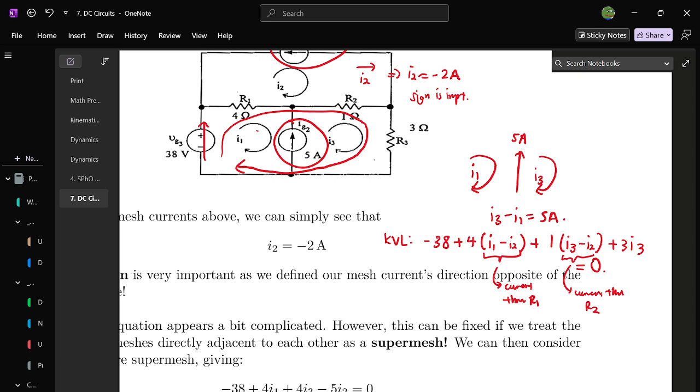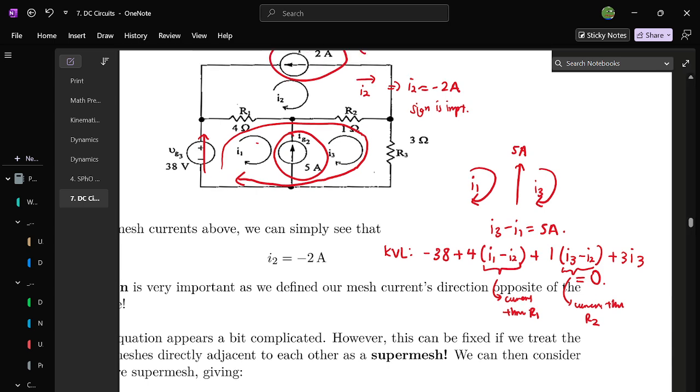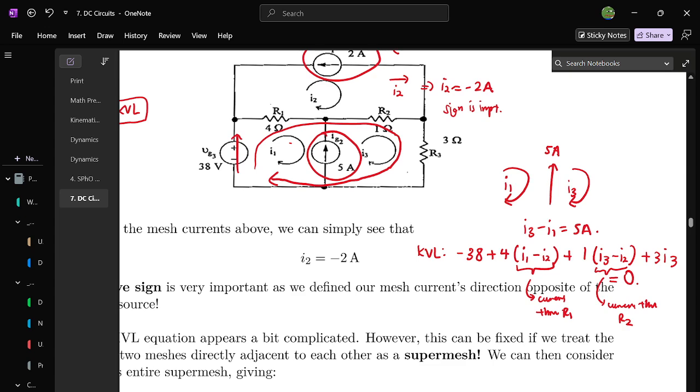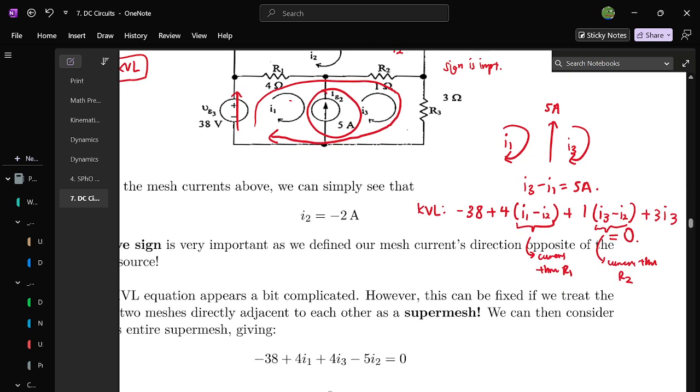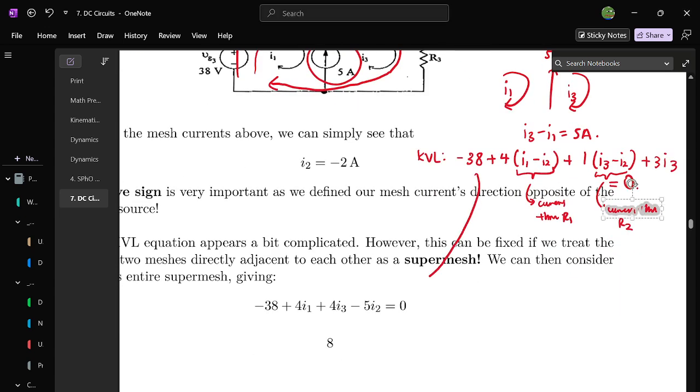So to reiterate, mesh currents are not necessarily the real currents that are flowing through components, especially the components that are shared between meshes. So if you want to find the real current flowing through that, you need to consider the current through each mesh, and then you subtract them. So this is equivalent to this equation here.